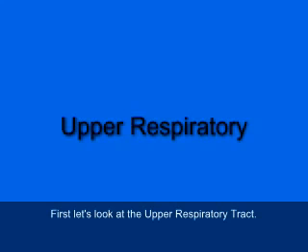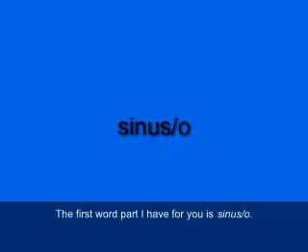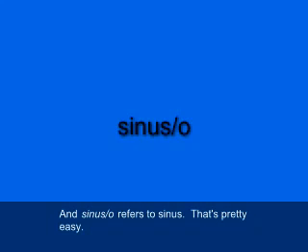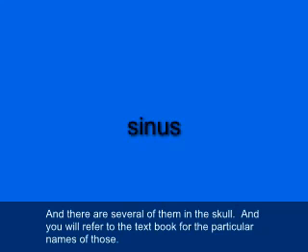First, let's look at the upper respiratory tract. The first word part I have for you is sinus/o, S-I-N-U-S/O. And sinus/o refers to sinus, that's pretty easy, and a sinus is the air-filled cavity that is lined with mucous membrane. And there's several of them in the skull, and you refer to the textbook for the particular names of those.